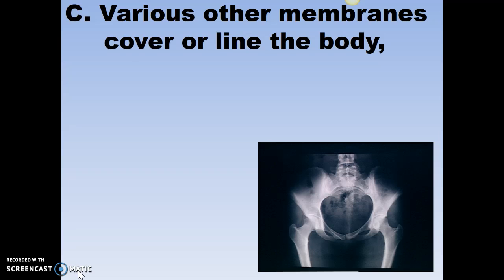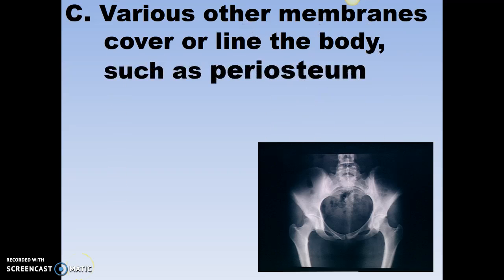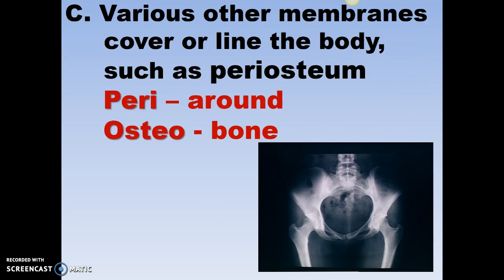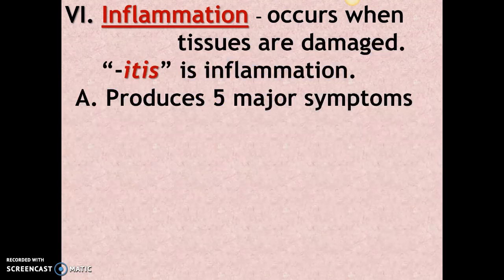There are various other membranes that cover or line the body. For example, around bones, it's called periosteum, peri around, osteo referring to bone. And that's a lot of jumping around.